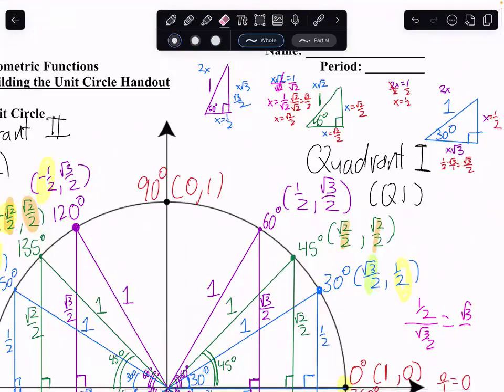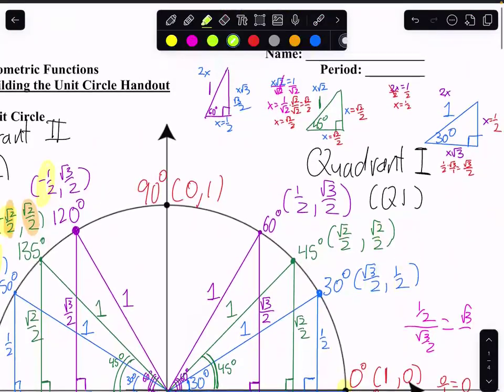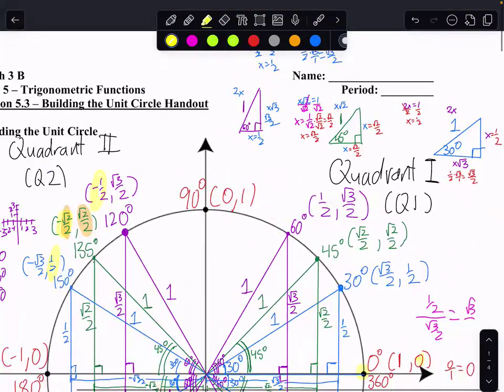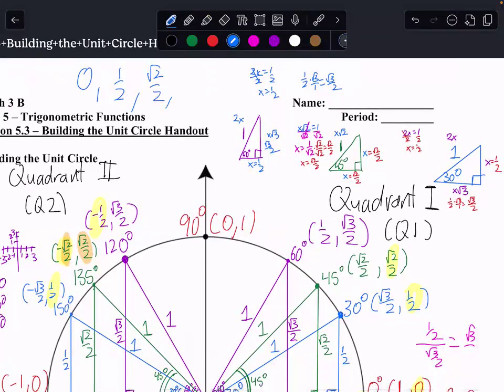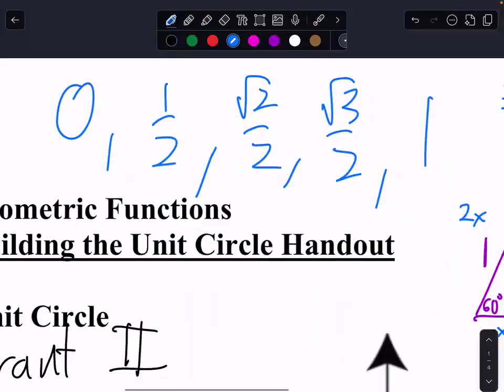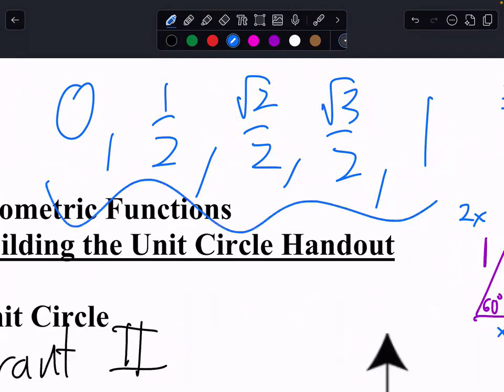So let's just focus on the y coordinates in quadrant 1. The smallest y coordinate is 0. The second smallest is 1/2. Next is radical 2/2. Next is radical 3/2. And then next is 1. So again, these 5 numbers and their negatives are the only coordinates on the entire circle. It's all some combo of this.